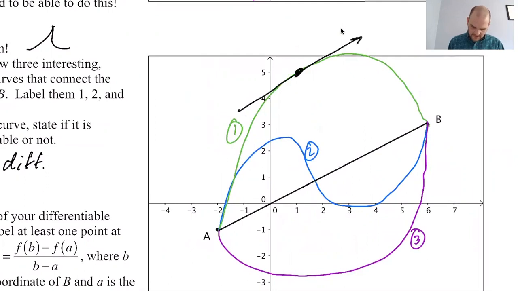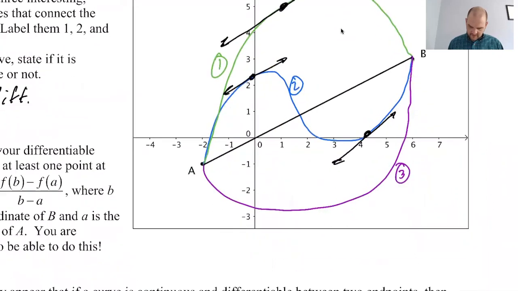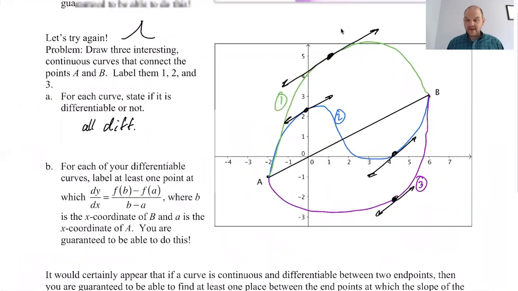Okay, so let's see. For curve number 1, I feel like maybe here, if I draw a tangent line, something like that, looks like it works. We're just estimating. Here, I feel like it kind of works. So this again, as if by magic, you are able to do this for each of these differentiable curves. So we're able to find a place where the slope of this thing right here is the slope of the tangent line.